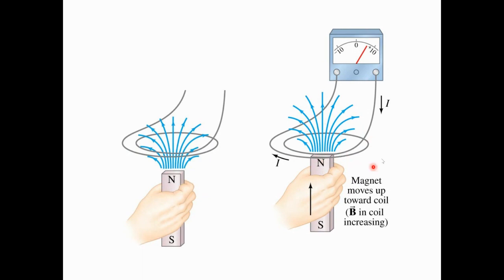There will be a current that's induced in this wire to try to oppose that change. So in other words, the current that's created by this induced EMF will create a magnetic field that points downward on the inside of this circle of wire. Right? That would oppose the change of flux, right?